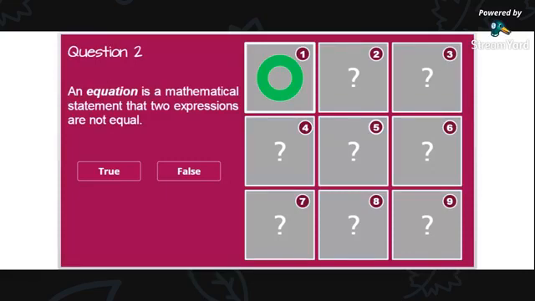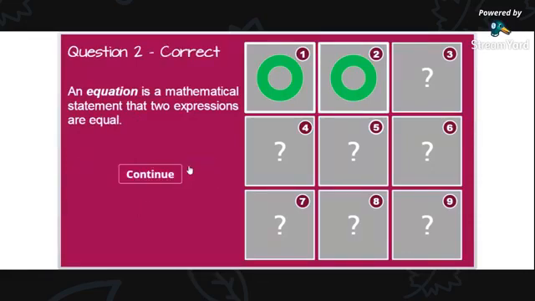So what do you think that's going to be? All right, I used true last time. Let me just play around and use false and see what happens. Whoop, I'm correct. Yeah. So an equation is a mathematical statement that two expressions are equal. Okay. All right, so let's try to get 3 in a row.